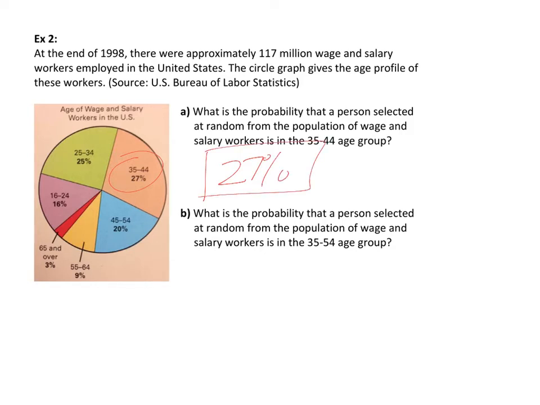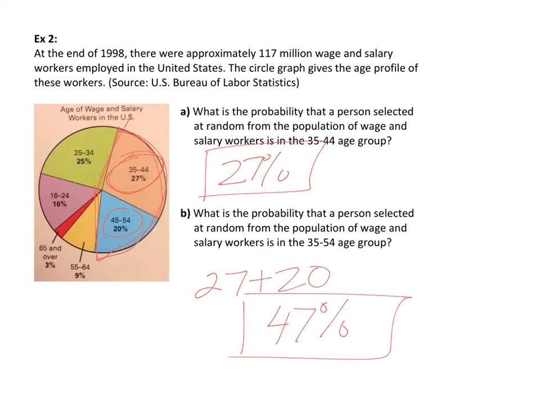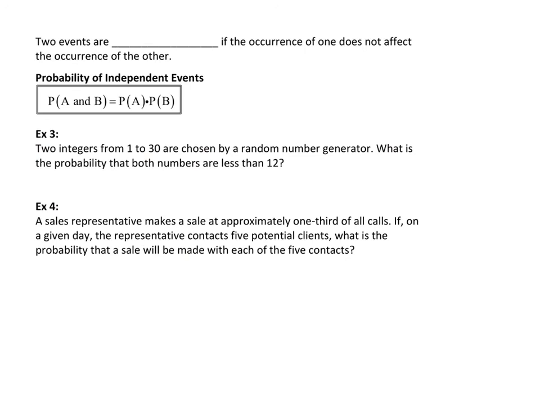For part B, what is the probability that a person selected at random from the population of wage and salary workers is in the 35 to 54 age group? 35 to 44 and then 45 to 54, so it's these two combined. So 27 plus 20, 47%. That was super easy. Not much thinking involved there. All right, next idea.